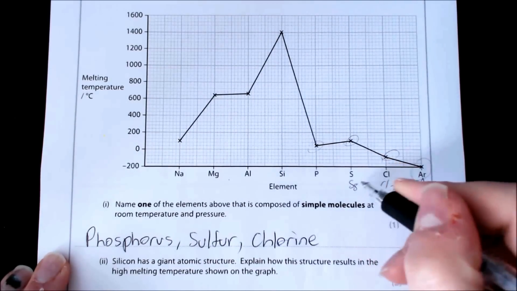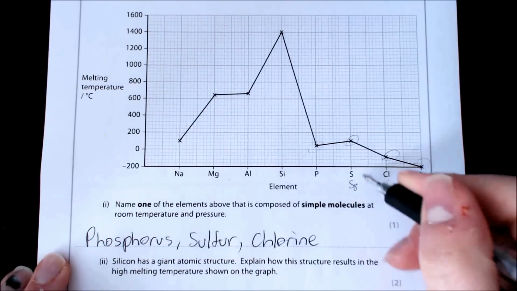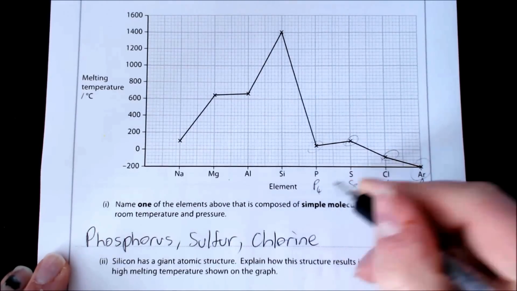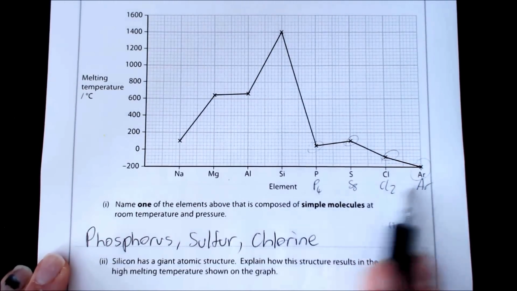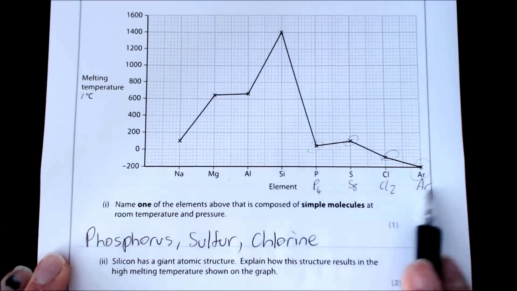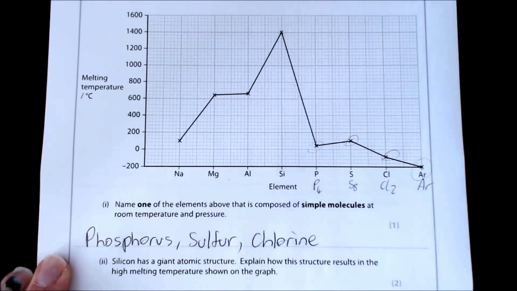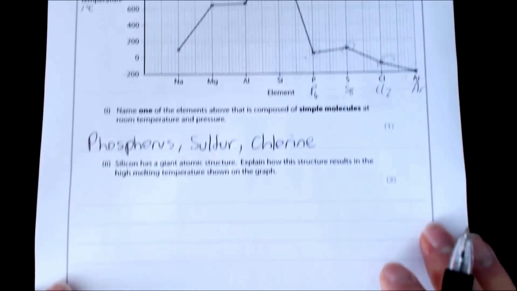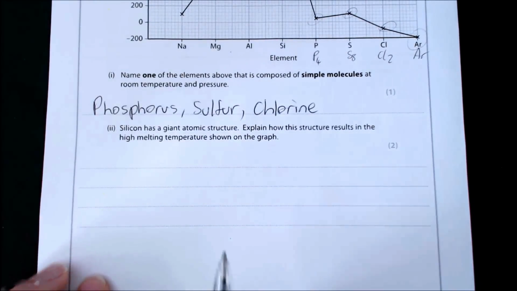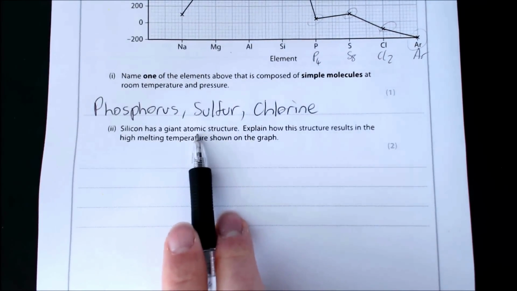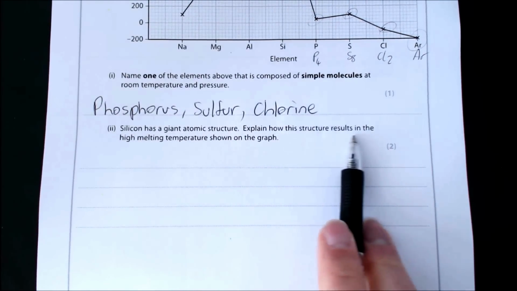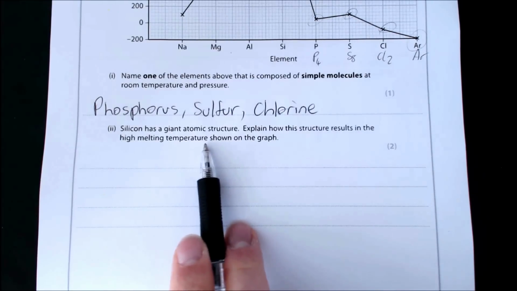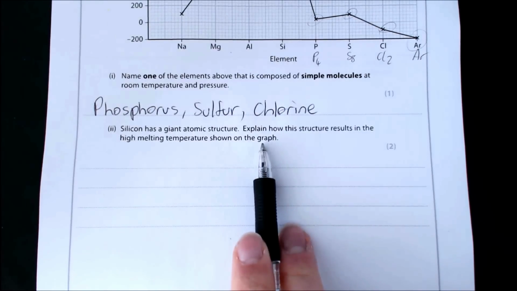Sulfur forms an octagon shape, and phosphorus is P4. So these ones are all little molecules, whereas argon is on its own, and silicon is massive. That's a completely different structure altogether. Okay, the next part. It says silicon has a giant atomic structure. Explain how this structure results in the high melting point and the high melting temperature shown on the graph.